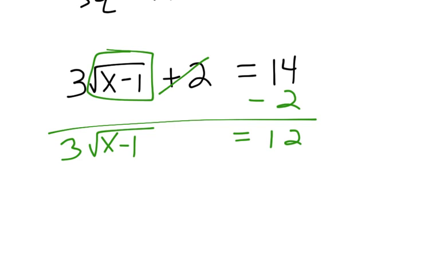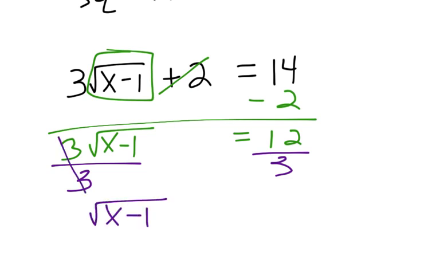And then the next thing, after you've almost isolated the radical, divide by 3. And so this cancels, so that gives you square root of x minus 1. Now the radical is all by itself.